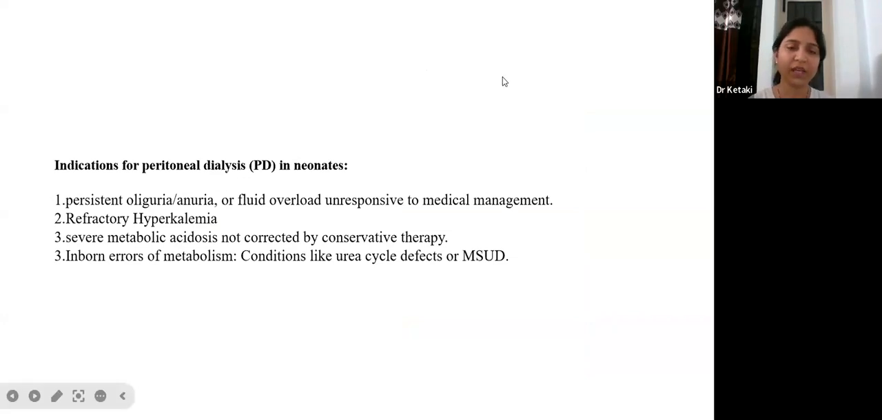So we go for PD in cases of AKI where there is oliguria and anuria, or unresponsive fluid overload. The most important indication is refractory hyperkalemia, which is not responding to treatment. Severe metabolic acidosis also, and inborn error of metabolism where you quickly want the abnormal neurotoxic metabolite to drain away from the body, like in cases of MSUD or urea cycle defect, we must initiate PD. And once the baby is stable, then you can shift to the special diet.